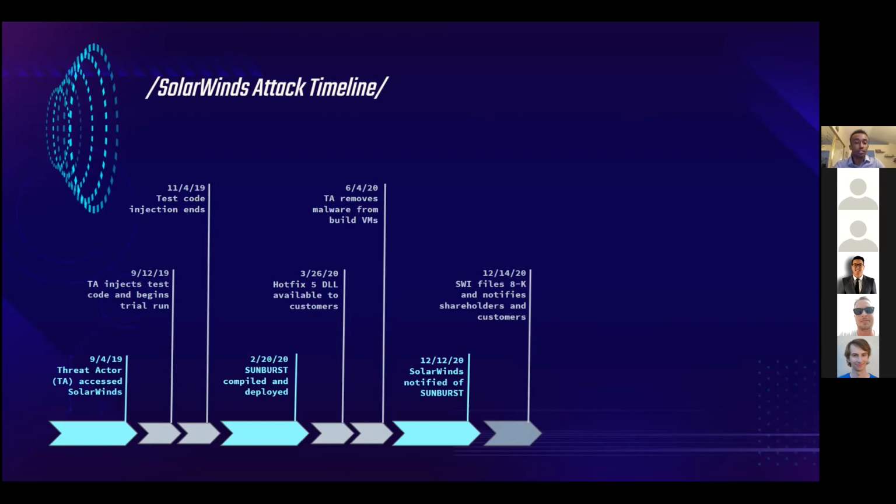So if we just see a couple days later, on the 14th of December, the software company disclosed the breach in an SEC filing, and shareholders and customers were notified. Around this time, shares dropped about $20.